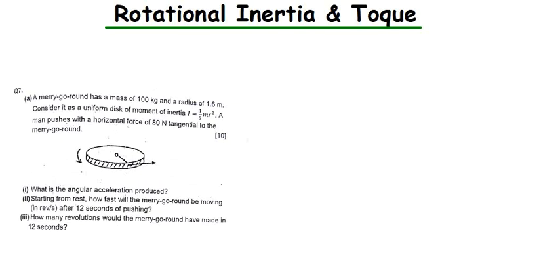Now let's talk about the relationship between rotational inertia and torque. Remember, from our previous video, we said that torque can be given by two formulas, and we have derived those two formulas. We said that torque can be given by the force times the perpendicular distance, in this case the radius. Then again, torque is given by inertia times the angular acceleration.